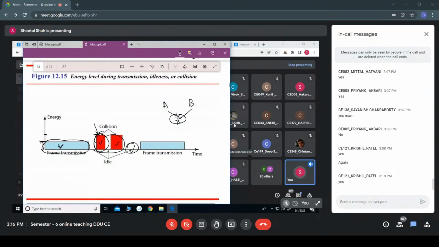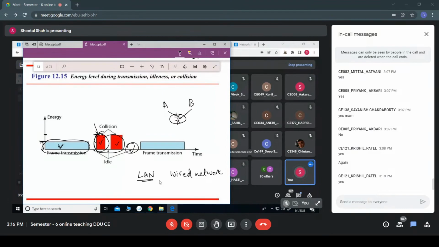So this was about CSMA CD, and usually that is used for the local area network, and that too for the wired network. Now, in case of a wireless network, we cannot use CSMA CD because the strength of the signal would be deteriorated or lost in a wireless network.